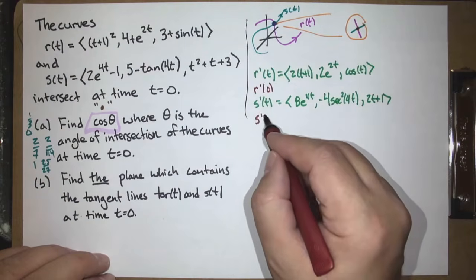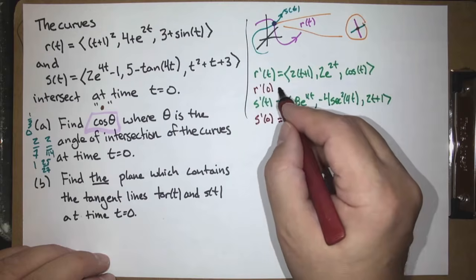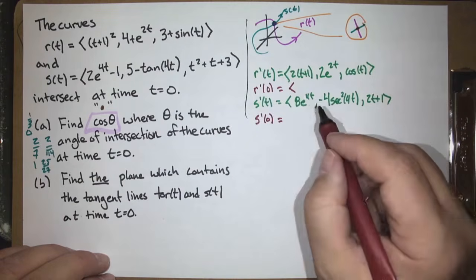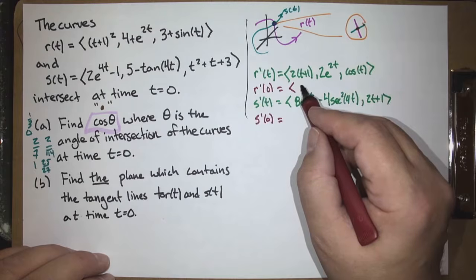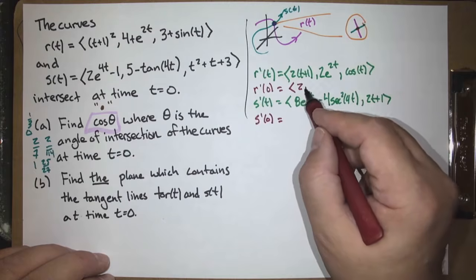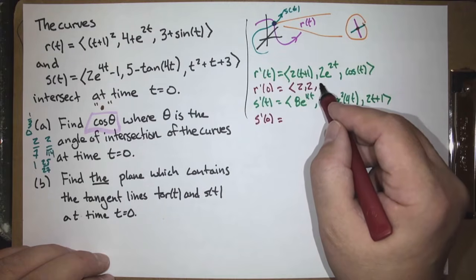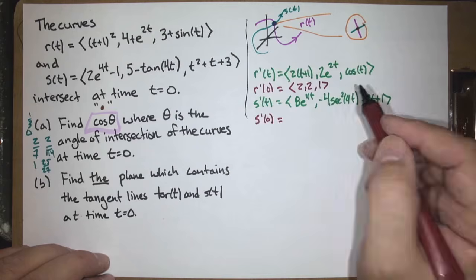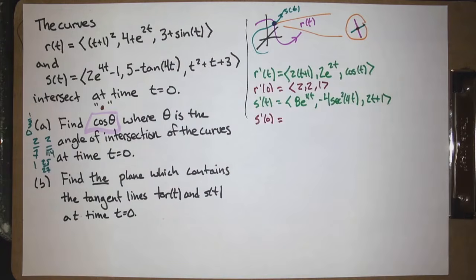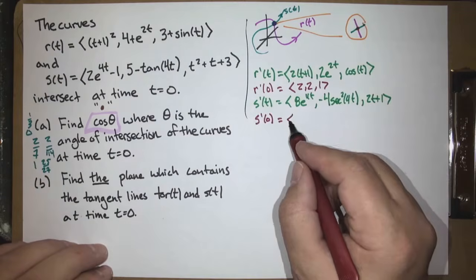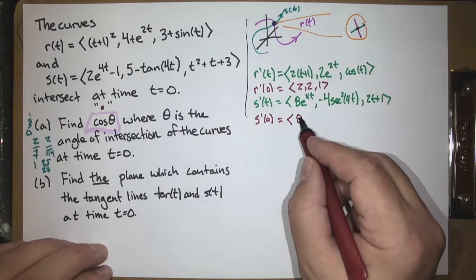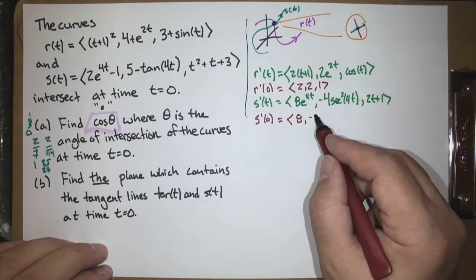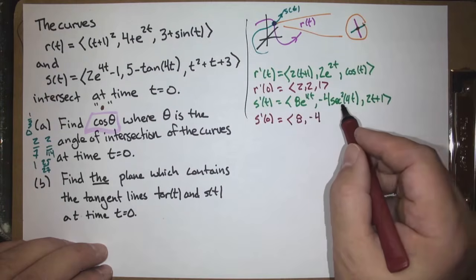So we're going to be getting r prime of 0 and s prime of 0. Okay, so r prime of 0 is 2, 1. Cosine of 0 is 1. E to the 0 is also 1. S prime of 0 is 8, negative 4. Secant of 0 is 1.